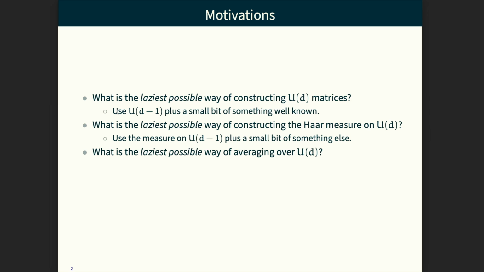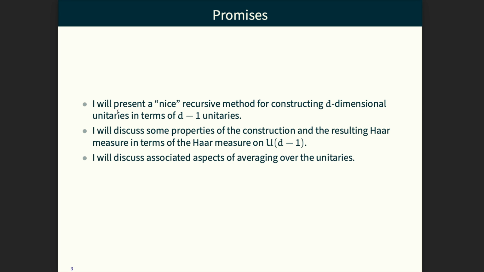And then what is the laziest possible way of averaging over these unitaries? Well, it turns out it has nothing to do with the d minus 1. So that part is pretty slick as well. It uses something called Weingarten functions. And so these three motivations pipe into the three promises for the talk. Hopefully, a nice recursive method of constructing d-dimensional unitaries, a nice recursive method of understanding the measure, the distribution of these unitaries, and a nice way of doing averaging.